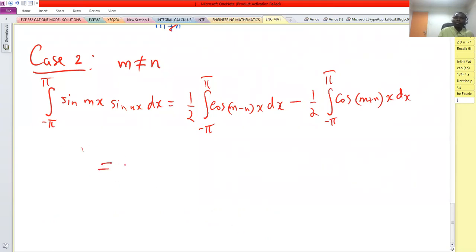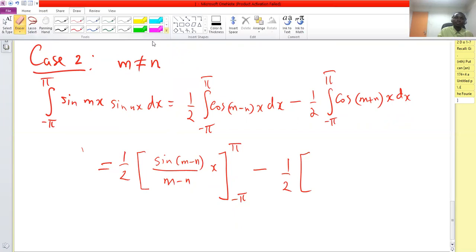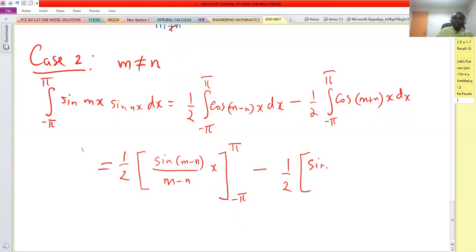So we'll have a half into, so this one you get the sine function of (m minus n) x over m minus n, then limits from minus pi to pi, minus a half sine of (m plus n) x over m plus n, and then limits from minus pi to pi.